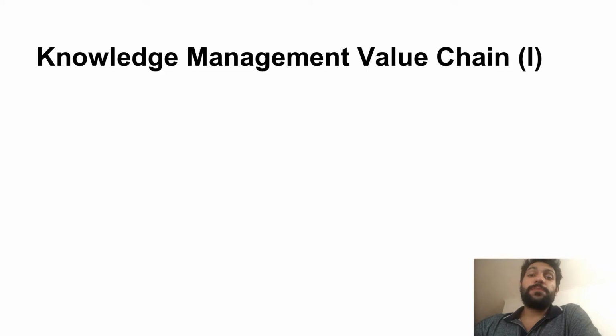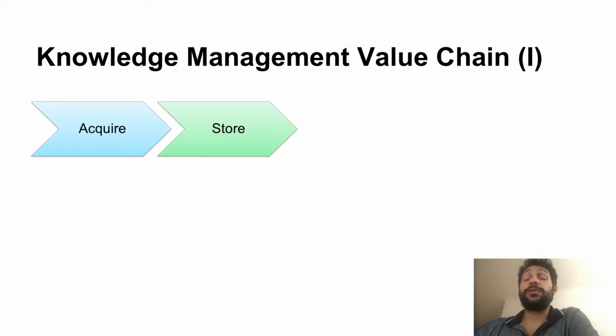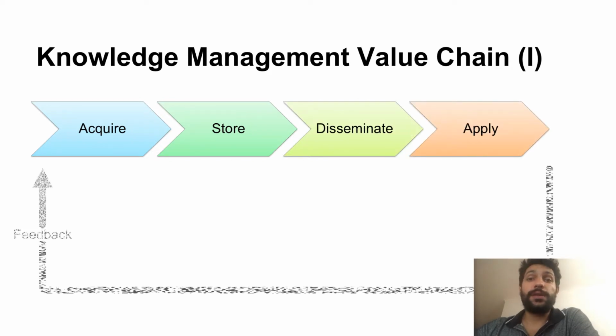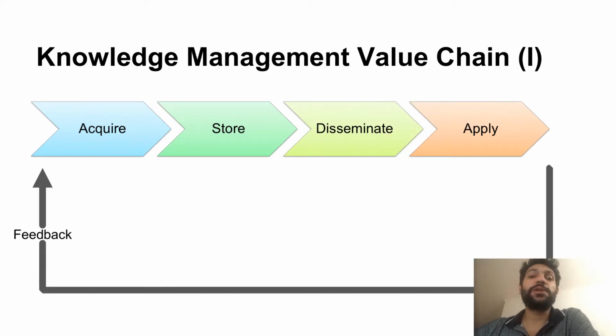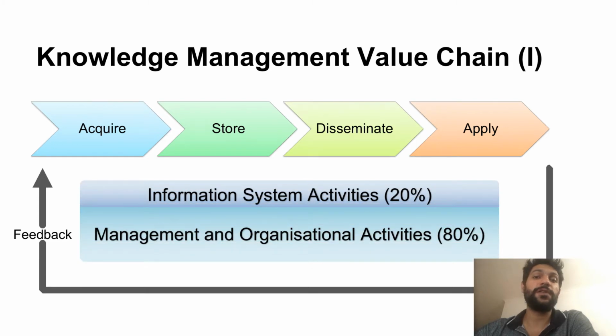We can define knowledge management as the set of business processes developed by a firm to acquire, store, disseminate, and apply knowledge. This chain of steps, also known as the knowledge management value chain, facilitates the transformation of data all the way into wisdom by defining for each stage both information system and management and organizational activities. It is important to remark that effective knowledge management relies a lot more on the management and organizational activities than it does on the information system ones. The 80-20 ratio can be an accurate picture of effort regarding each of these types of activities.